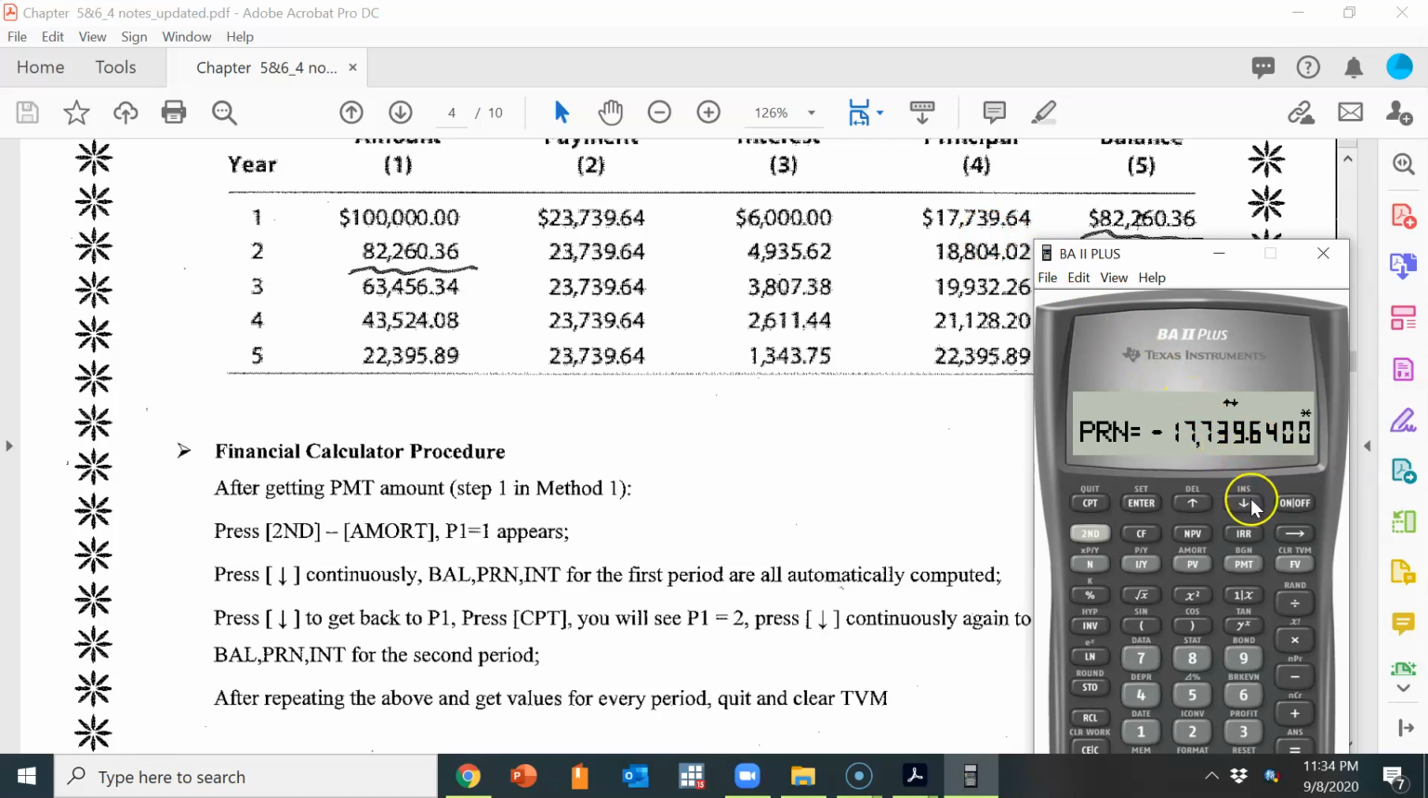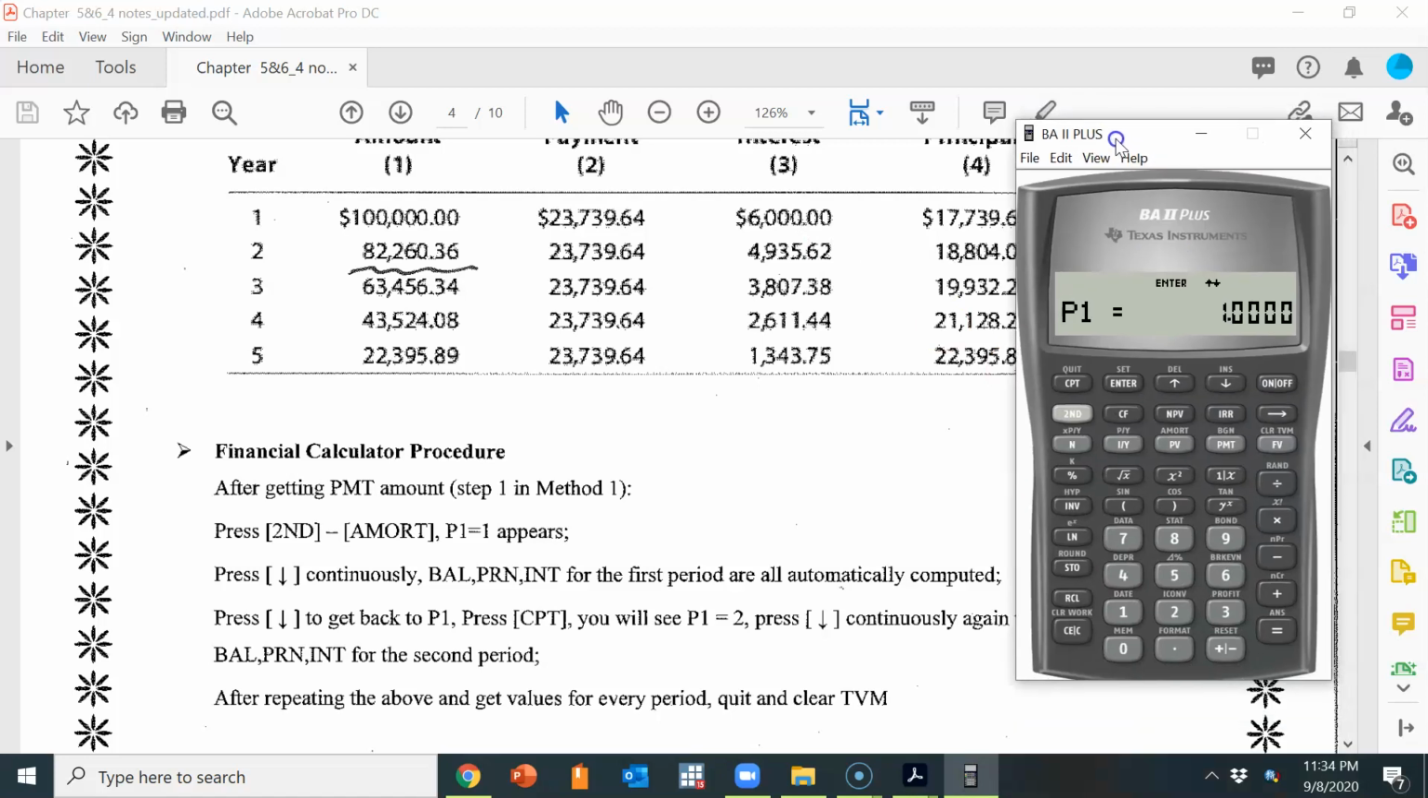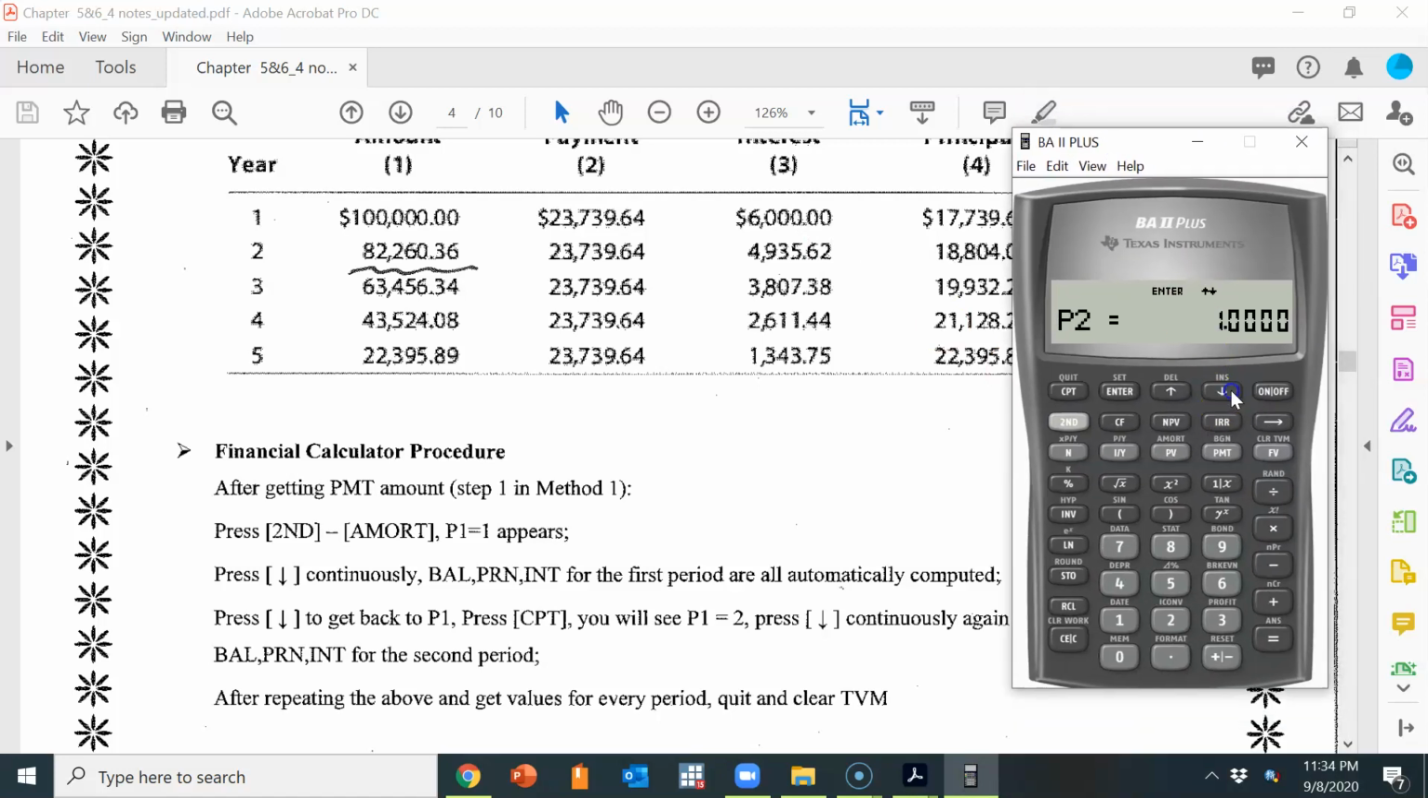Let me press down button again. So we go to INT. We see that the first year interest payment is 6,000, same as what we calculated. Okay, let me press down button again. So I come back to P1. Okay, now my P1 and P2 are both first year.